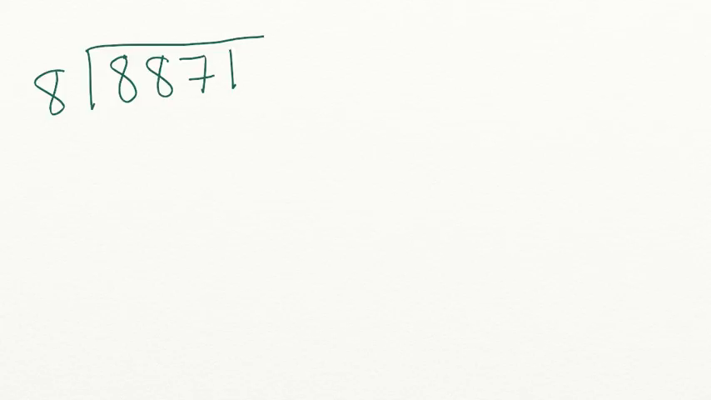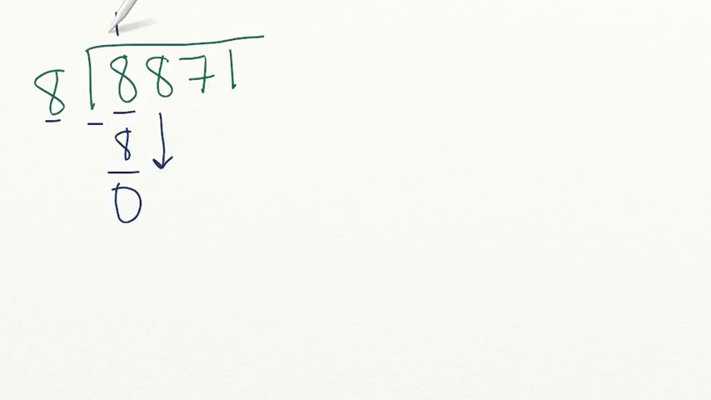Let's practice a problem together. We're going to divide 8,871 by 8. 8 can go into 8 one time. 8 times 1 equals 8, and when we subtract down, we get 0. So now we have to bring down our next place value.